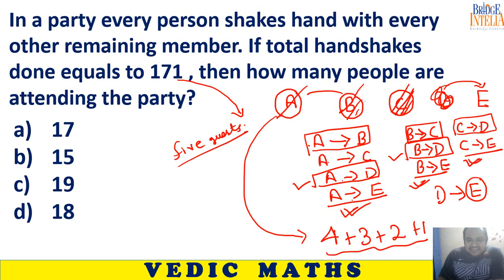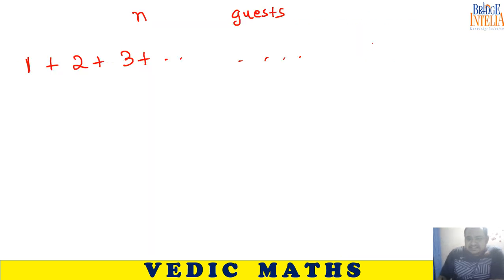So suppose that there are n guests. So the number of handshakes will be equal to 1 plus 2 plus 3 up till how much? If there were 5 guests, the series ended at 4, which is 5 minus 1. So if there are n guests, the series will end at n minus 1.